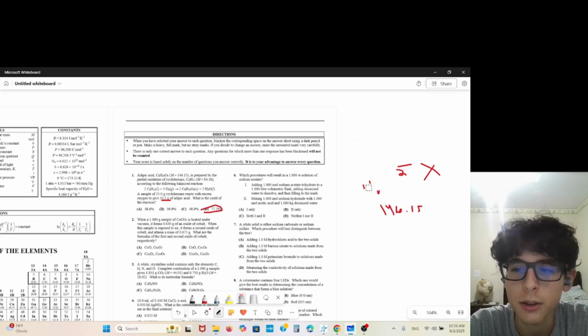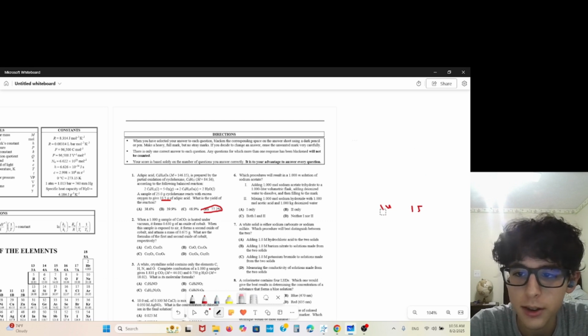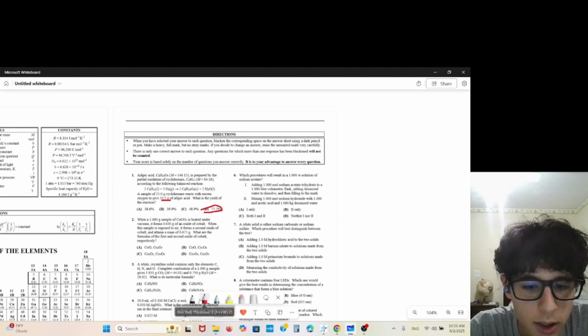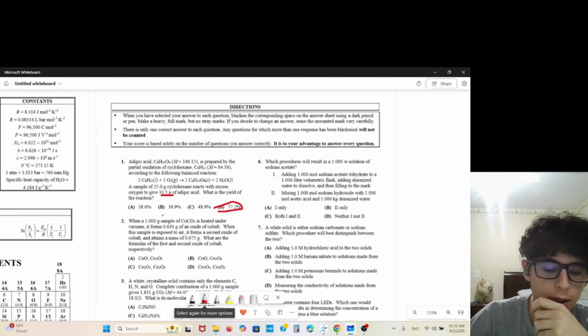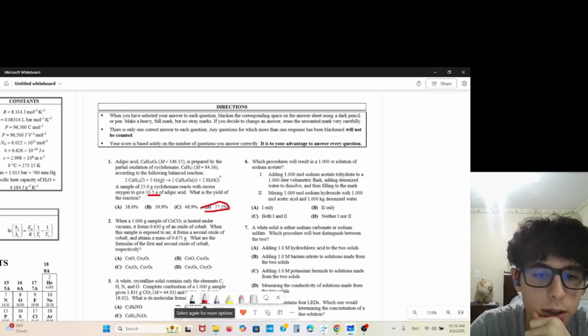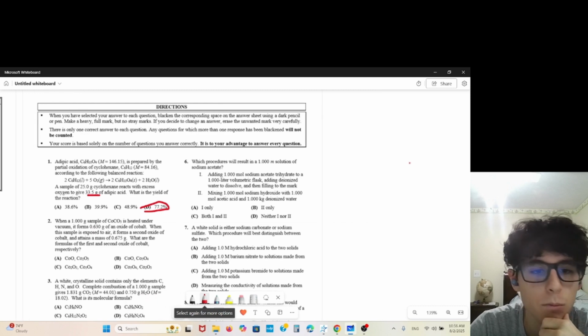Next, this is an interesting question because the second half is a little difficult, but it's a simple knowledge base. At least that's how I figured it out. Basically, you've got 1 gram of CoCO3 heated under a vacuum. It forms 0.630 grams of an oxide of cobalt. The sample is then exposed to air and forms a second oxide.